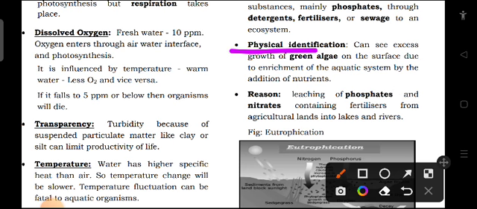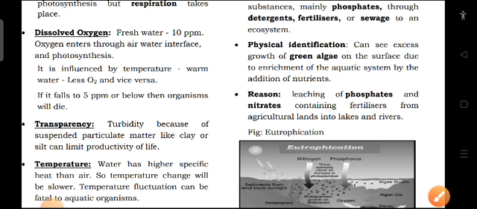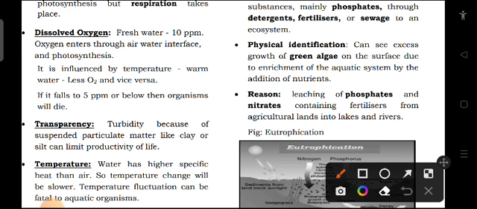Physical identification: we can see excess growth of green algae. Algae will be there on the surface due to enrichment of the aquatic system by the addition of nutrients. If we are adding too much fertilizer in the nearby agricultural field, and that is washed down by a river or something into this particular lake or pond, this will give rise to green algae, and this is how eutrophication develops.